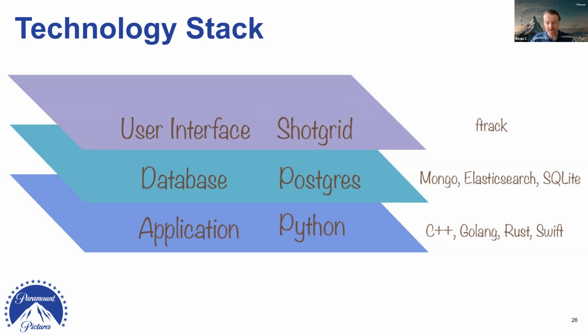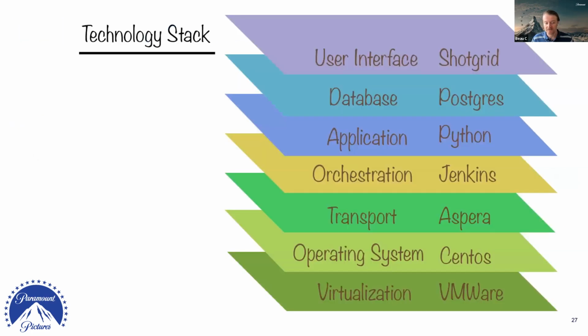Now let's take a look at the entire technology stack together. So these are the various software categories and technologies that we use for automated data processing of inbound delivery packages at Paramount Pictures. Now to talk more about the production tracking with ShotGrid, I'll turn things over to Patrick.